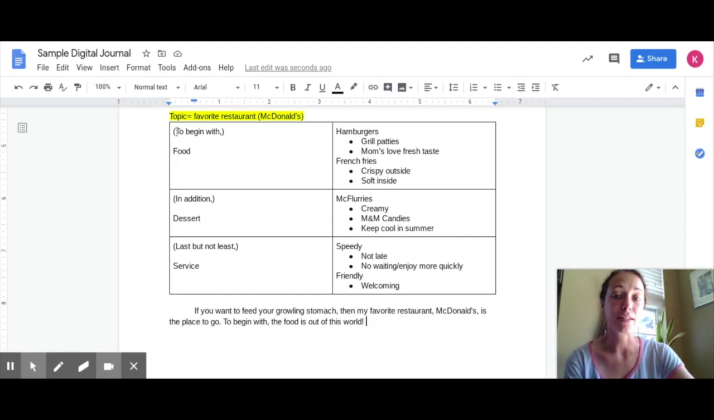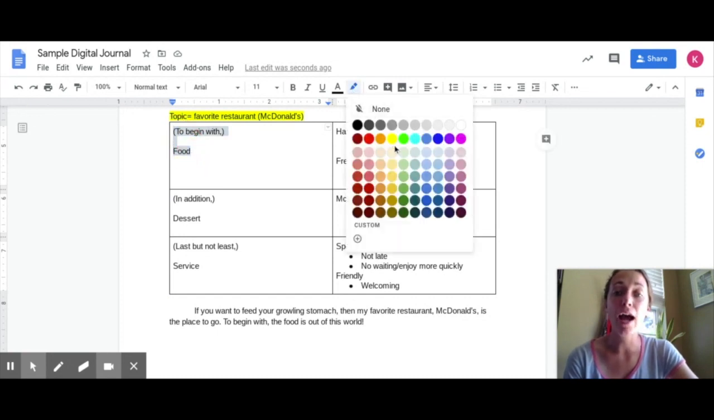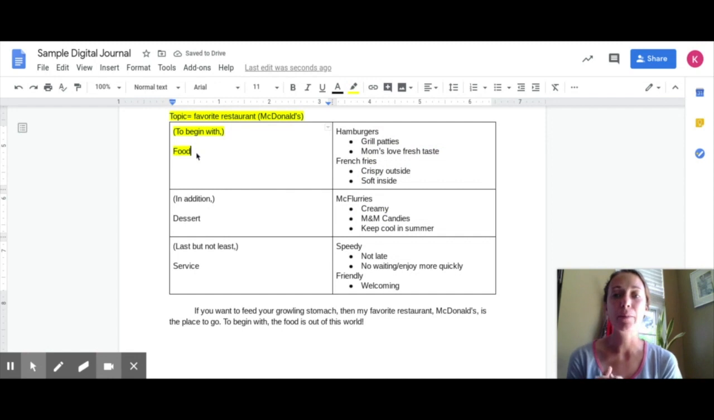I started out my sentence with my transitional phrase, and I included the word food because that tells my reader that I'm going to be writing about McDonald's food next. Since I have included my transitional phrase here, to begin with, and my first big idea, food, I'm going to go ahead and highlight these 2 things, reminding me that I've already written about them. So now I'm done writing my topic sentence and about my first big idea, but I haven't gone into details about my first big idea. So the next thing I'm going to be writing about are the details that have to do with food.